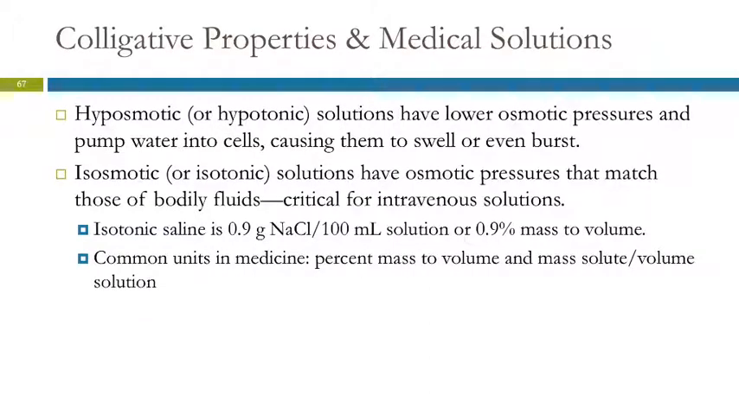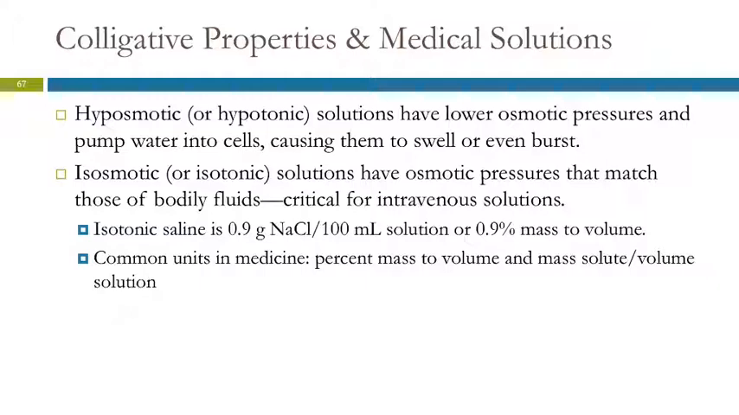So I kind of already went over that. Hypotonic, isotonic, hypertonic are other words that they use for hypoosmotic. So isotonic or isoosmotic saline is 0.9 grams of sodium chloride per 100 mLs of solution. That's a 0.9% mass to volume, and that is okay to be pumping into your veins. That's not going to cause osmosis in any direction.